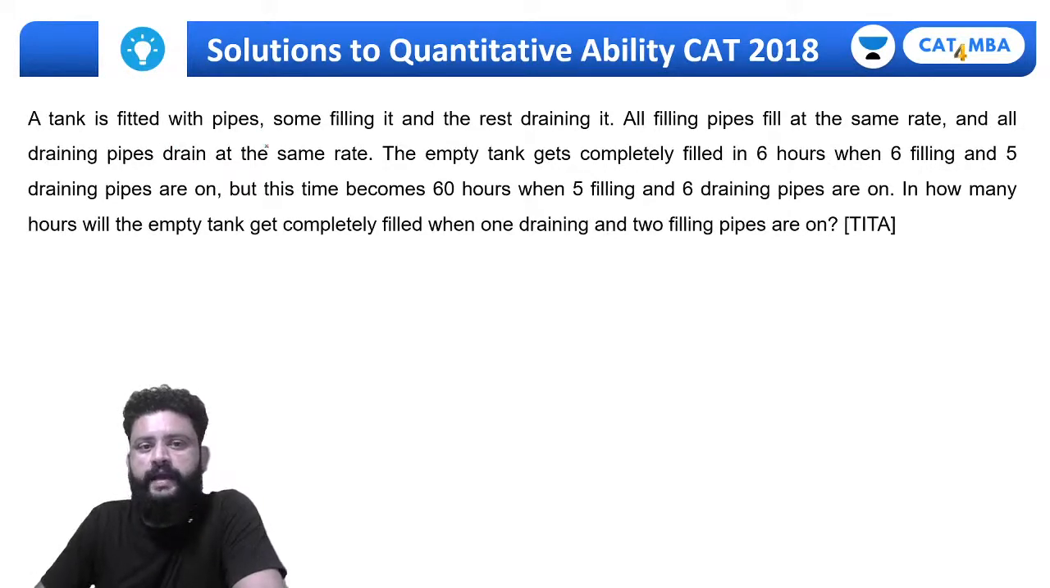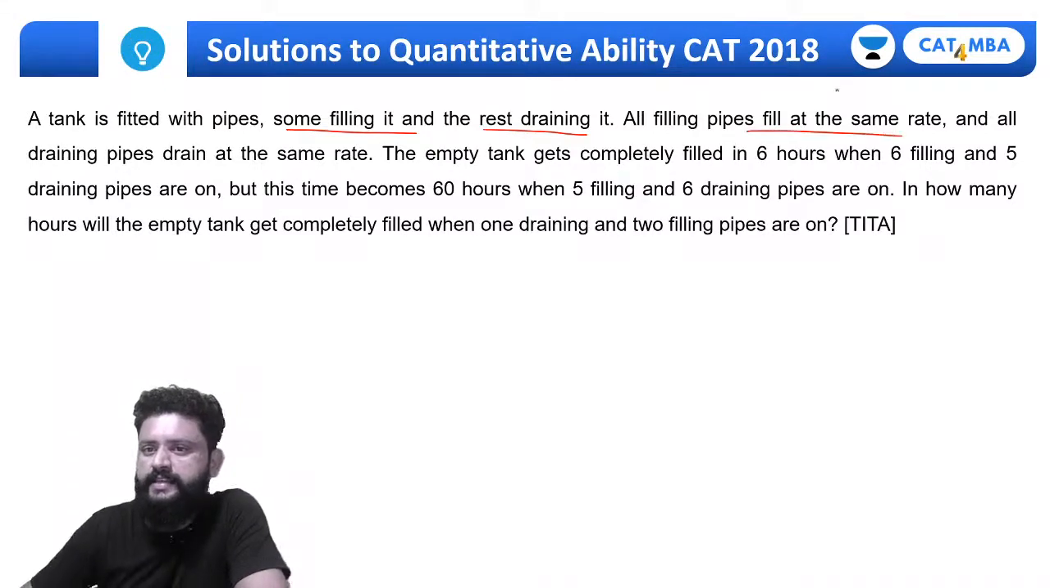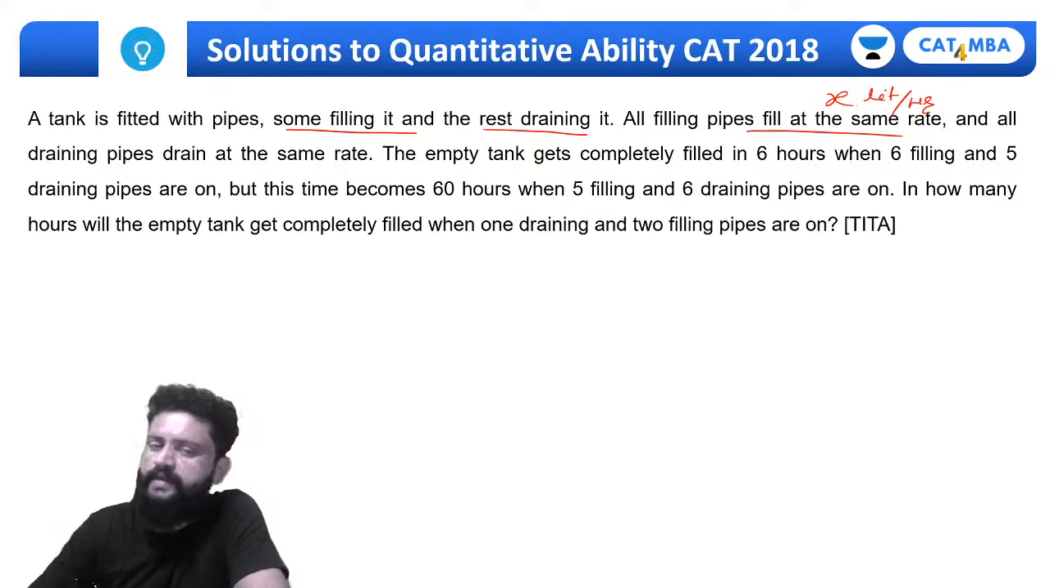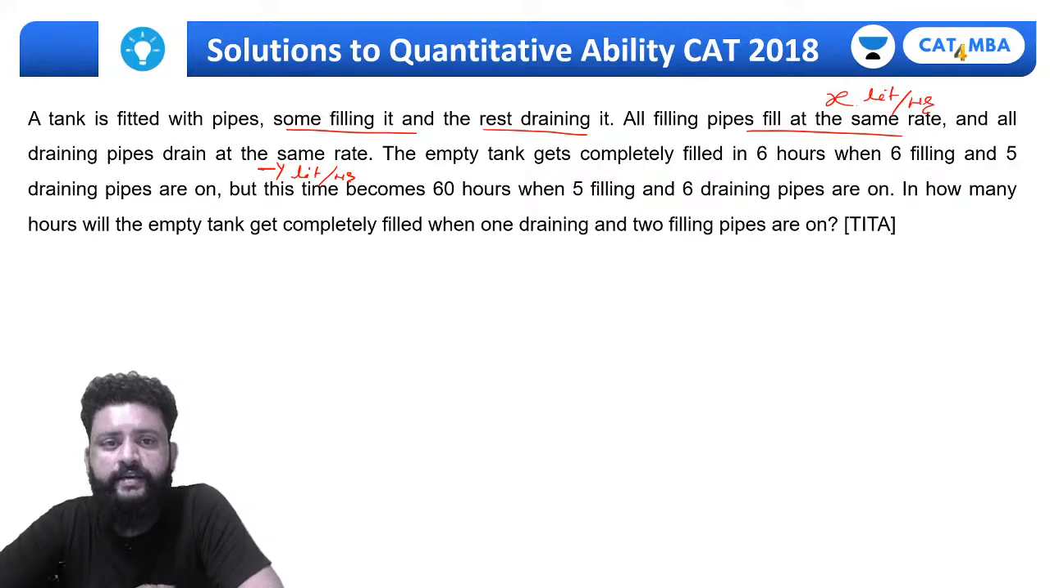A tank is fitted with pipes, some filling it and the rest draining it. Some pipes are filling, some are draining. All the filling pipes fill at the same rate. Let's say they fill at x liters per hour for each pipe that fills the tank, and all the draining pipes drain at the same rate. We'll take it as y liters per hour, and since they drain, this will be minus y. That's the simple assumption you can take from the first two lines.